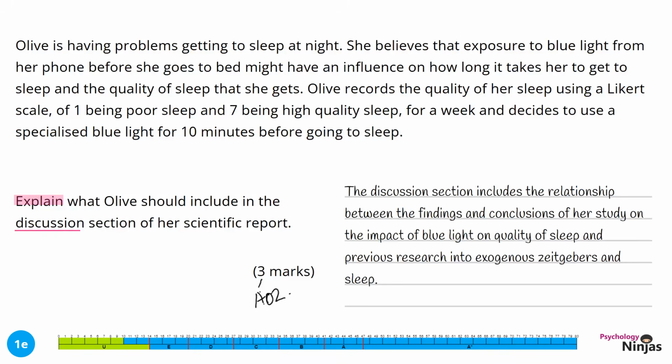Let's have a look at an answer. The discussion section includes the relationship between the findings and conclusions of her study on the impact of blue light on quality of sleep and previous research into exogenous Zeitgebers and sleep. So we have an understanding of what is included in a discussion section with the relationship between previous research, and then we've linked this into Olive's particular study about blue light and exogenous Zeitgebers or outside influences on sleep.